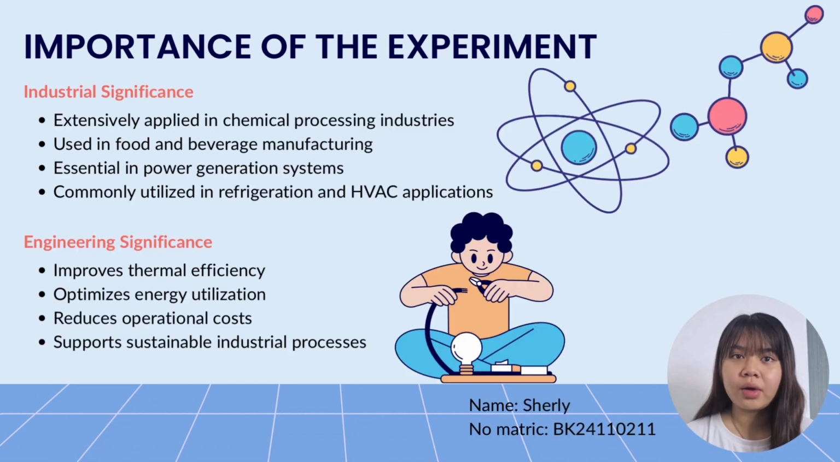Heat exchangers are widely used in industries such as chemical processing, power generation, food manufacturing, and refrigeration systems. Understanding their performance is important for improving energy efficiency and reducing operating costs. Therefore, this experiment provides valuable insight into the factors that influence heat exchanger performance and their industrial application. That concludes the introduction section.